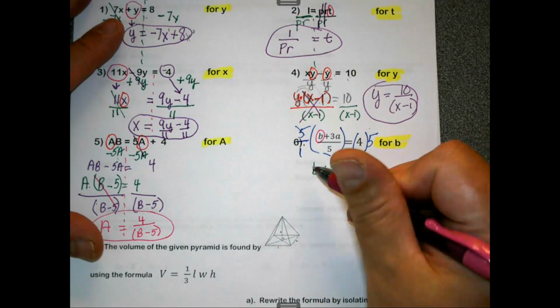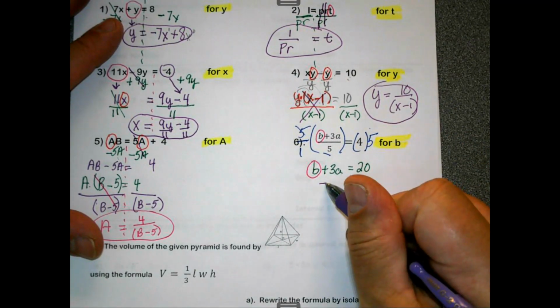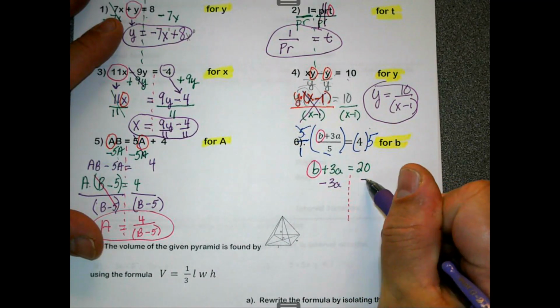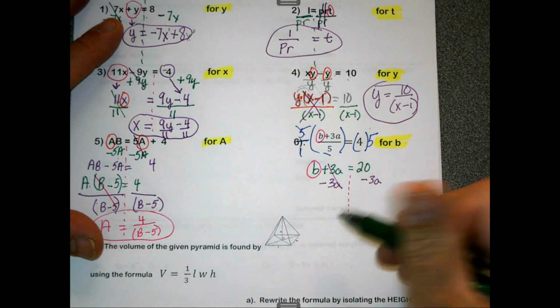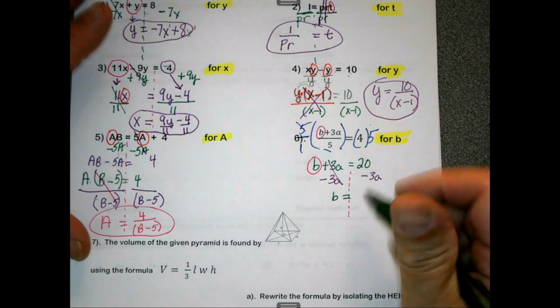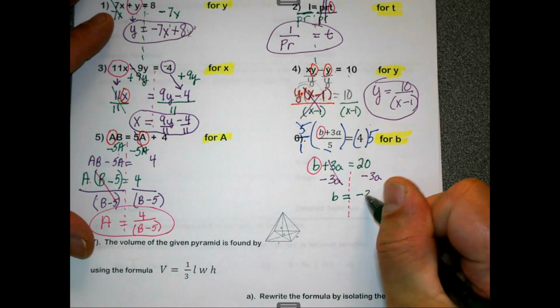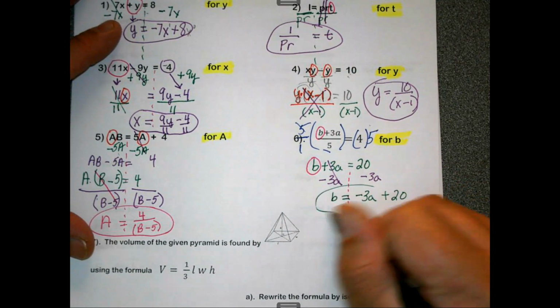All right, still have to solve for the B. Gonna subtract 3A from both sides. I get B equals, I like putting my algebraic terms first, so negative 3A plus 20, my answer.